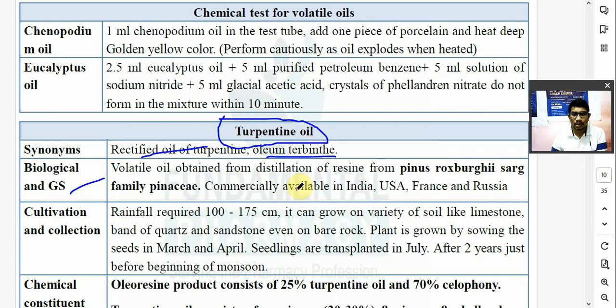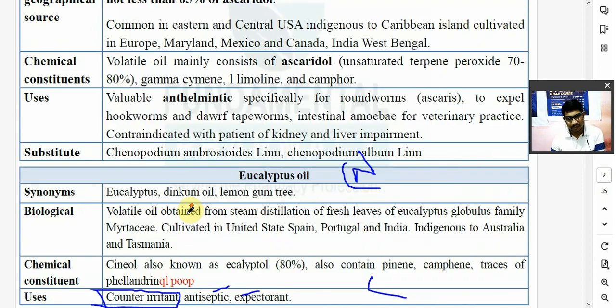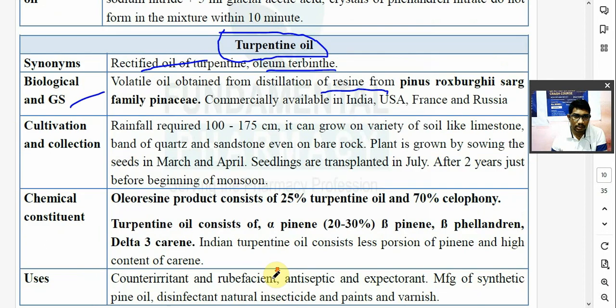Biological source and geographical source. So again, volatile oil obtained from steam distillation of resin. As such, this oil is not present in the plant. It's present in the resin of that plant. तो रेजिन का फ्रैक्शन लेना है आपको, उसको डिस्टिलेशन करना है, उसके बाद में ये ऑयल मिलेगा, कौन सा? टर्पेंटाइन ऑयल. So it is a volatile oil obtained from steam distillation of resin, known as a Pinus roxburghii.